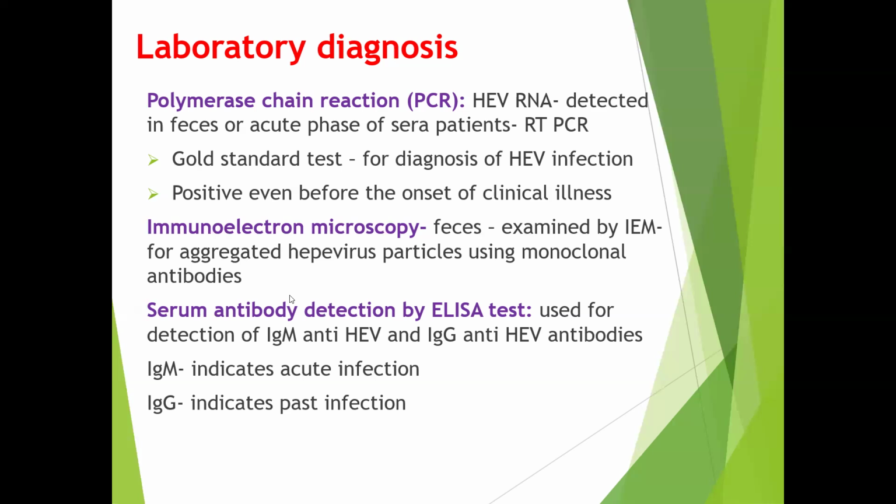And next, serum antibody detection by ELISA test. This is for detection of IgM anti-HEV antibodies and IgG anti-HEV antibodies. As you know, the presence of IgM antibody indicates an acute or recent infection, and the presence of IgG antibody indicates a past infection. In most viral infections, in response to the infection, IgM antibody is formed first, and after that it is replaced by IgG antibody.